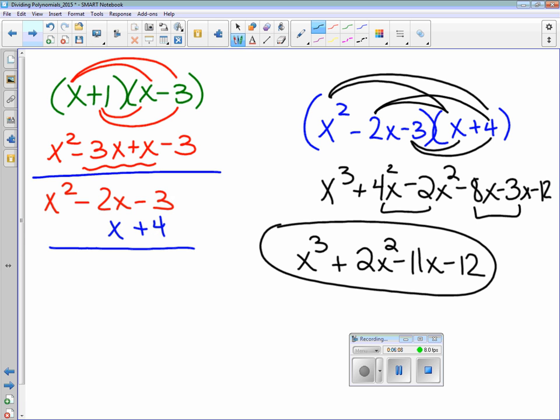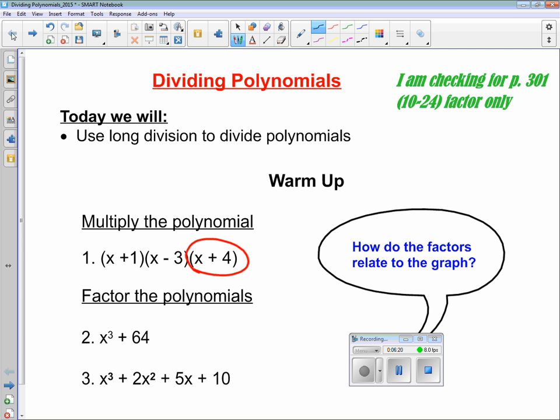So, multiplying is going to be on your test. Can you do it? I think you can. It's not hard. It's just a matter of being methodical and not missing anything. Okay? Now, the part that so many of us struggle with is factoring.